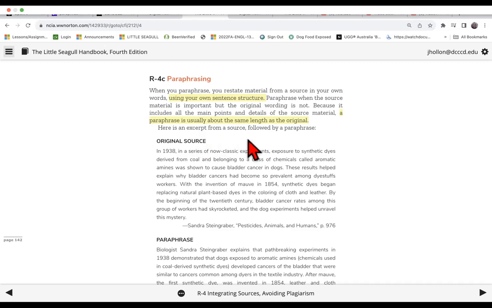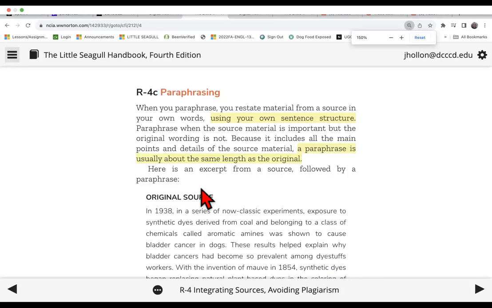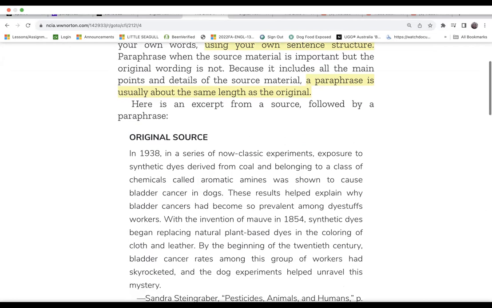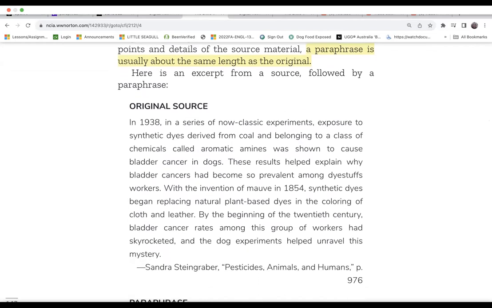So here's an excerpt from a source followed by a paraphrase. So here's the original source. I'm going to make this just a bit bigger. Here we go. Okay. In 1938, in a series of now classic experiments, exposure to synthetic dyes derived from coal and belonging to a class of chemicals called aromatic amines was shown to cause bladder cancer in dogs. These results helped explain why bladder cancers had become so prevalent among dyestuffs workers.